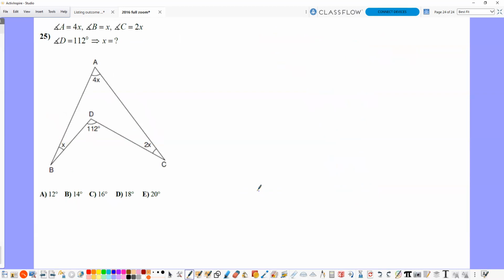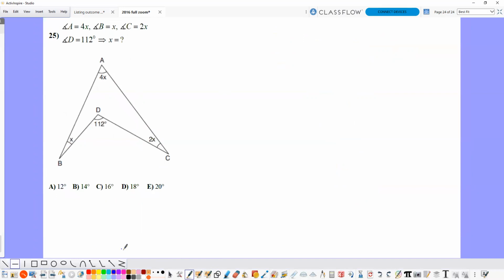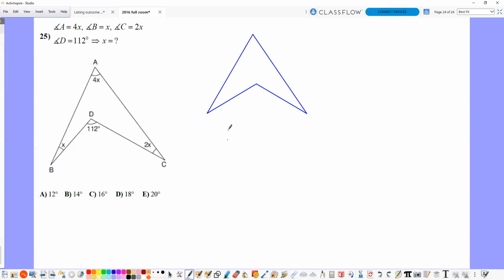Okay. This is the last question. And this figure is called a dart. And I'm going to draw one dart here. Here in the dart, I'm going to draw a bit regular. If I name these A, B, C, then this angle is always A plus B plus C. This is the theorem for the dart.